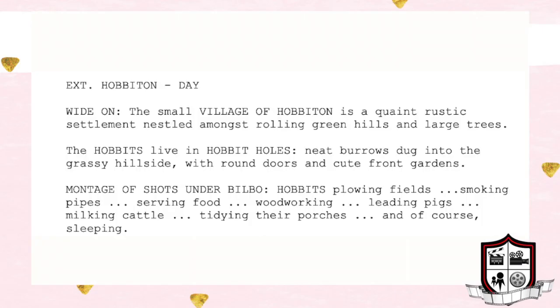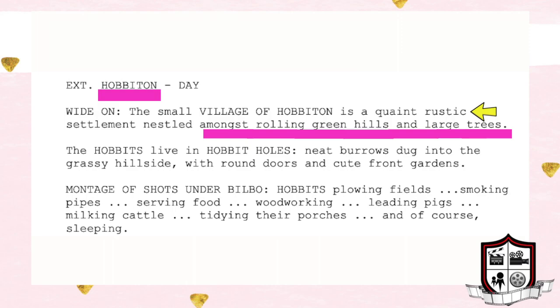Next, we'll check the script for any mentions of places that could be familiar to us. The place is labeled as the village of Hobbiton, and since it's a fictional place, we'll have to look for adjectives that could describe what Hobbiton is. The script says Hobbiton is rustic, and in amongst green hills and large trees.